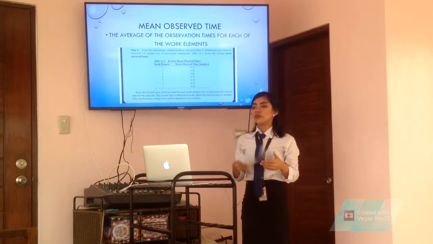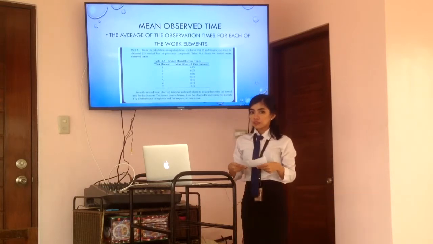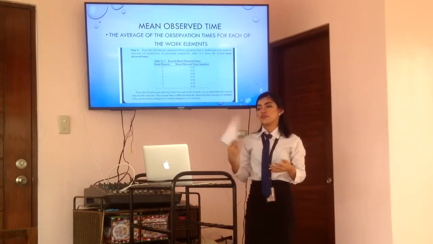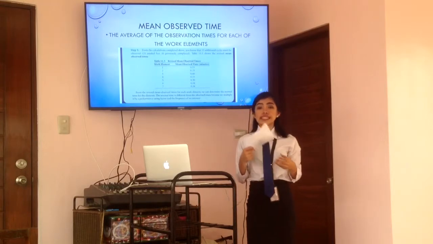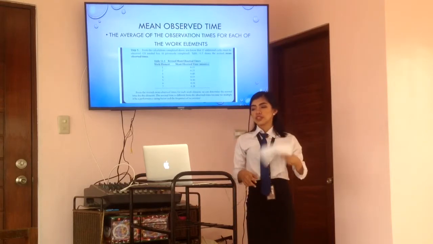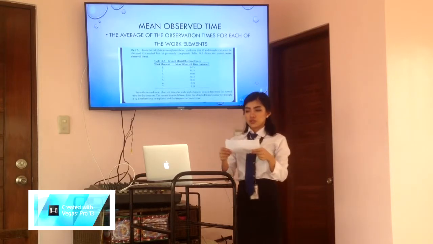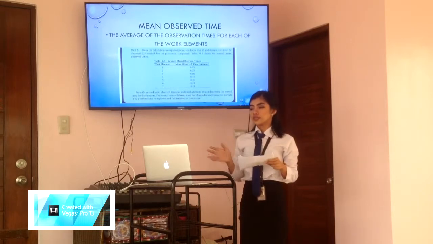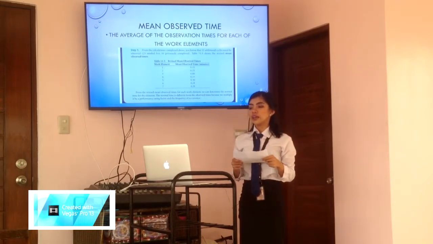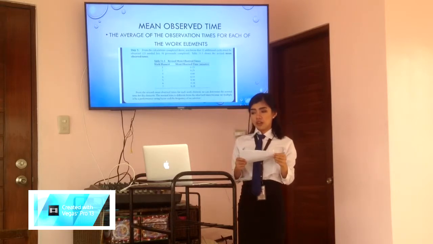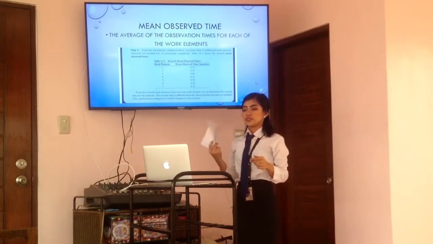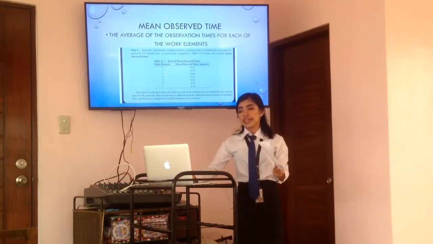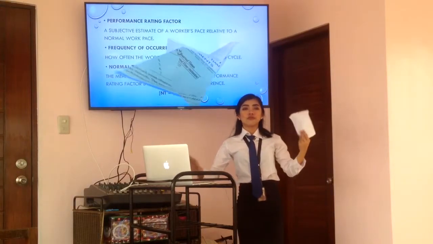So, we derive the revised mean observed time, which is now 0.15, 0.25, 0.60, 0.15, 0.30, 0.28, and 0.28. From the revised mean observed time for each work element, we can determine the normal time for the elements. The normal time is different from the observed time because we multiply it by the performance rating factor and the frequency of observations.